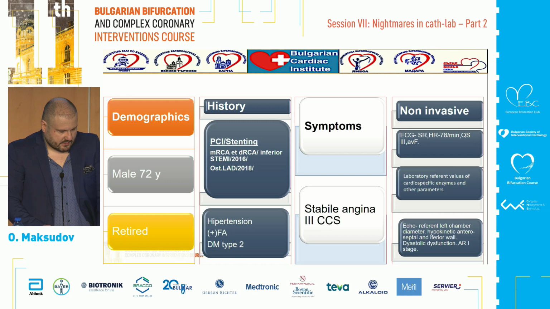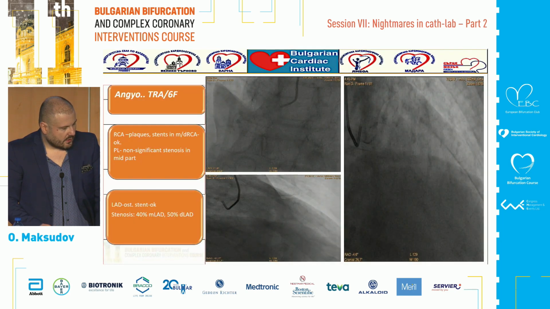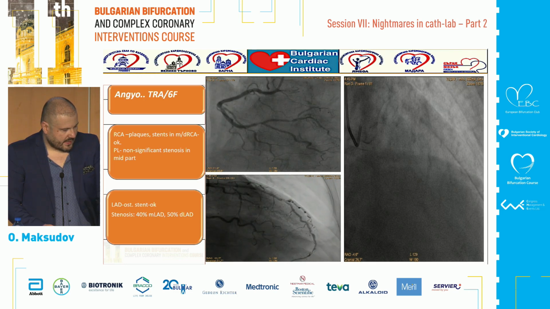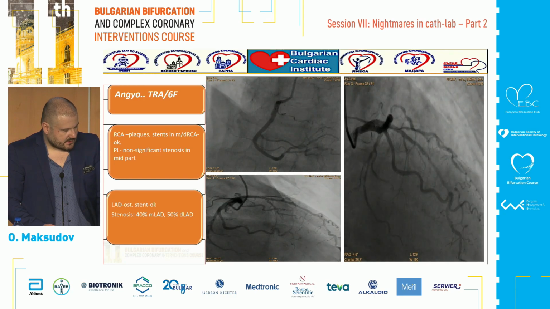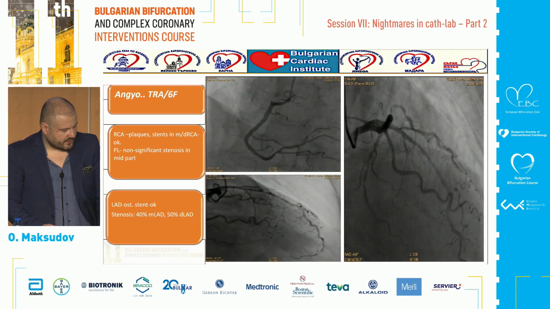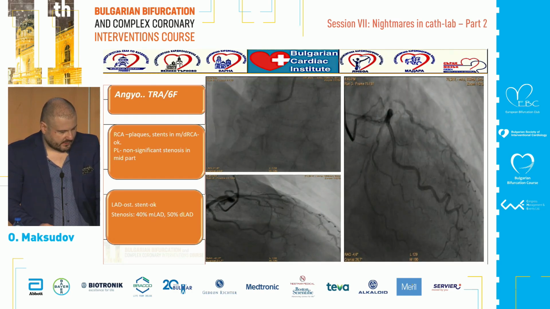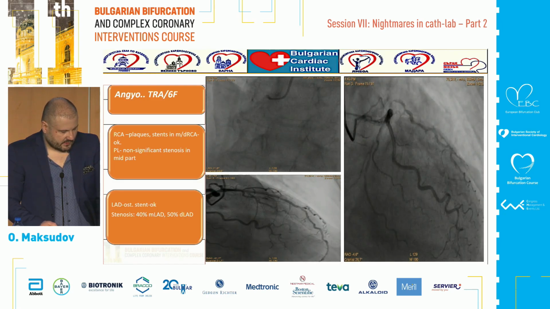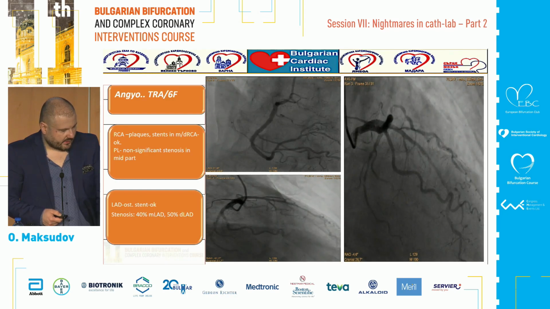At admission, nothing specific on non-invasive methods. The laboratory findings were absolutely fine, and we performed the angio through transradial access, 6 French. His right coronary artery was fine with patent stents in the mid and distal part of the RCA. Also, no significant stenosis of the PL branch, and the stent of the ostial part of the LAD was fine. And there was borderline stenosis in the mid and distal part of the LAD.